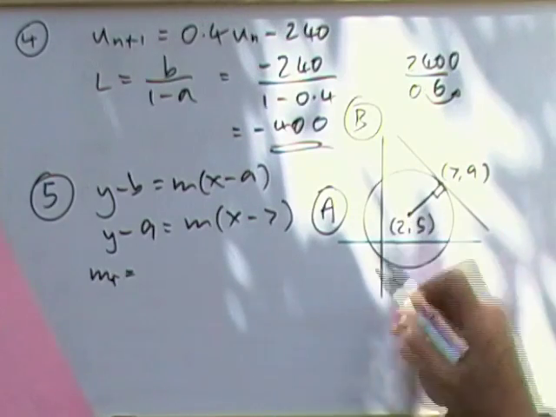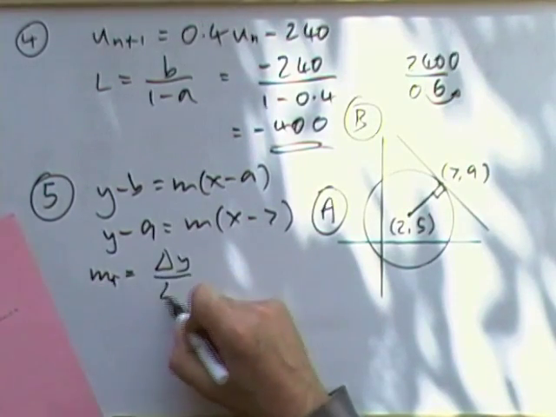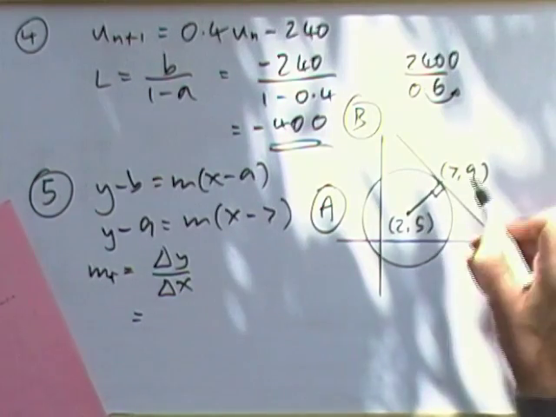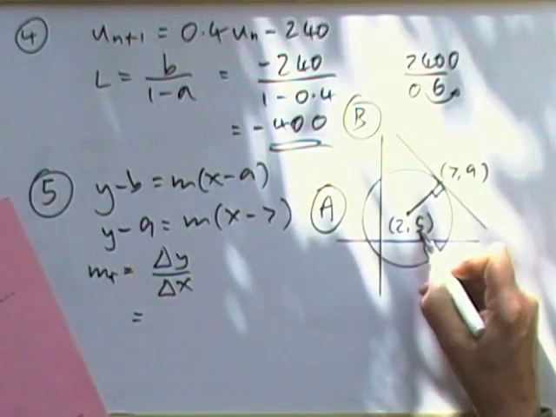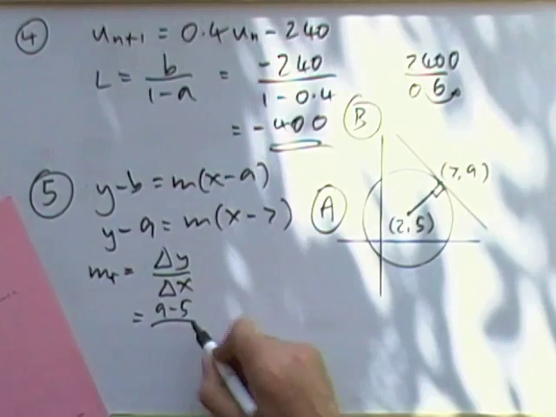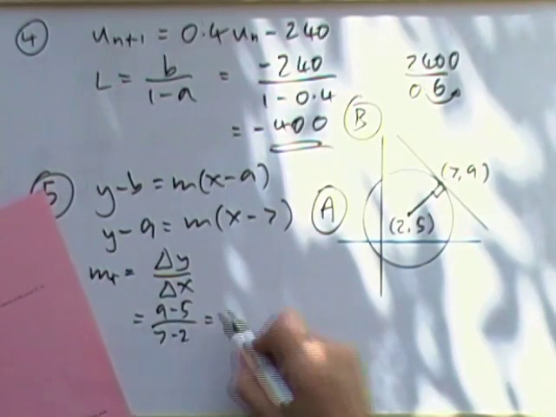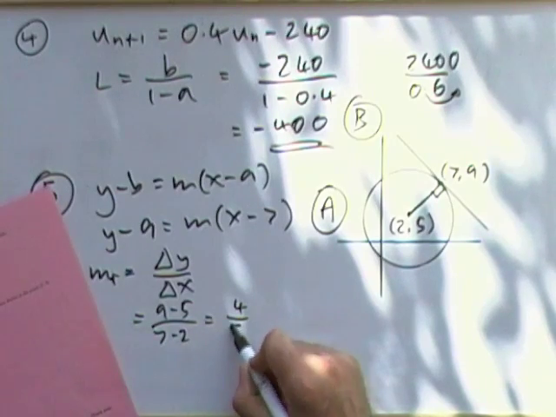So the gradient of that radius, that'll be the difference in the y coordinates over the difference in the x coordinates. So the difference in the y coordinates, that's 9 take away 5. Difference in the x coordinates, 7 take away 2. So that's going to be 4/5.